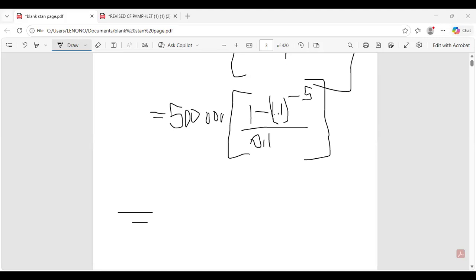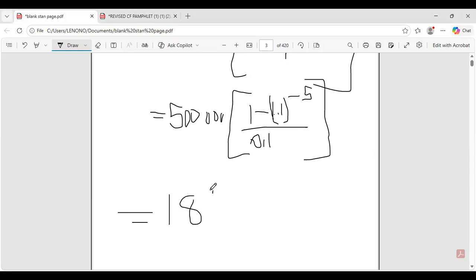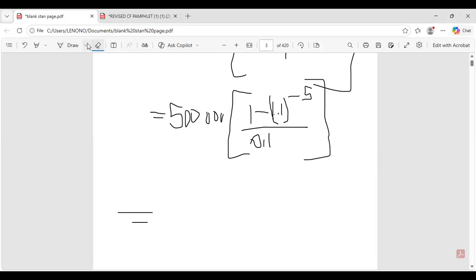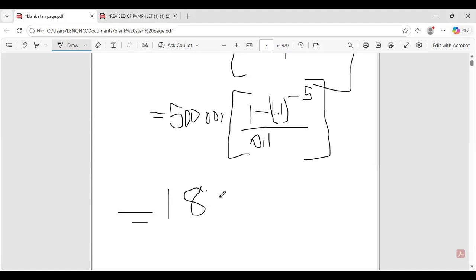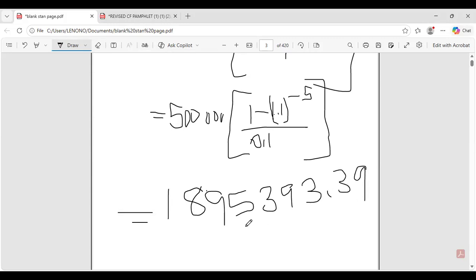I have 1,895. No, actually, I think I have a larger value. It's actually 1,895,393.39. Okay, so this is the total present value. So total present value of cash flow.